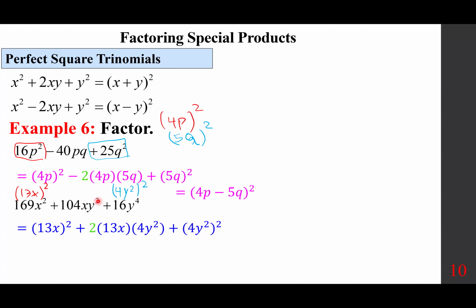The middle term must be the product of these two and then either times 2 or negative 2. This one was times negative 2. This one is times positive 2, and that sounds good. And that's important. Positive or negative 2 accordingly, okay? So that works out. And so the answer is parentheses 13x plus 4y squared to the power of 2. If you have any doubts, you square this and you have to get this answer. But like I said, when we check this middle term, everything is in order.